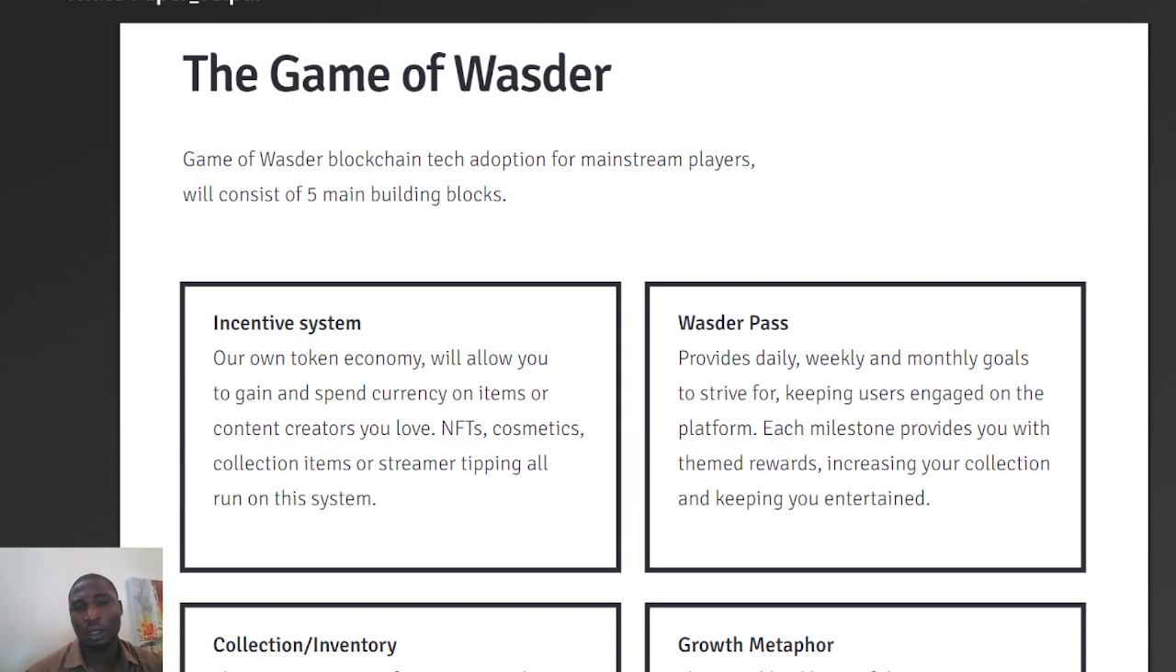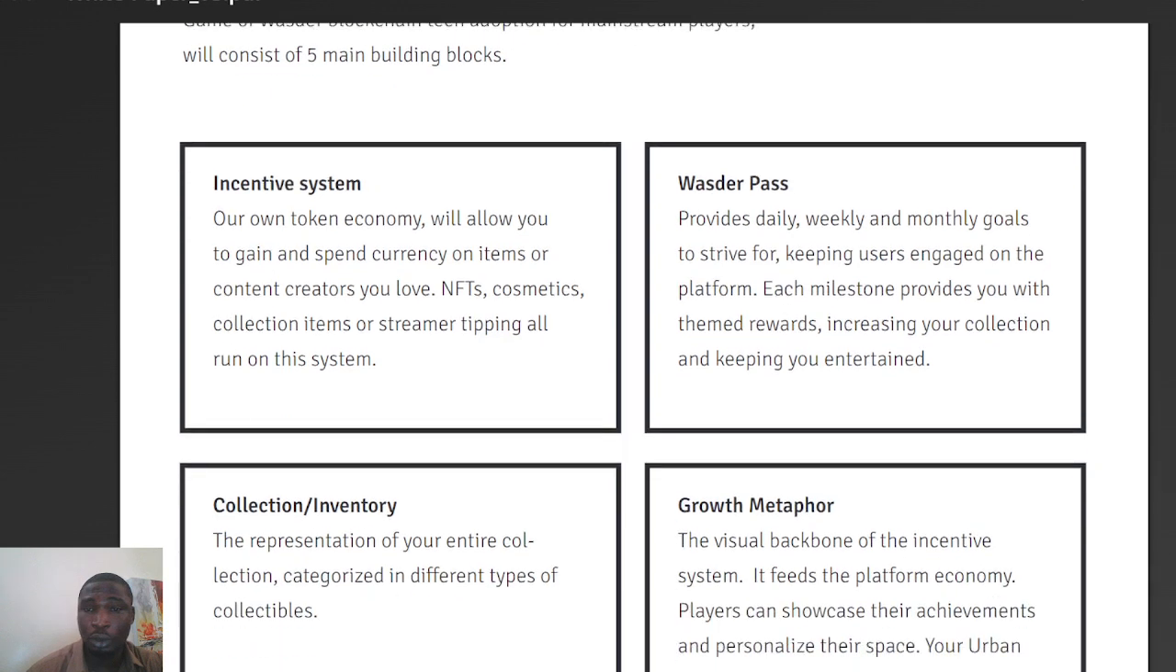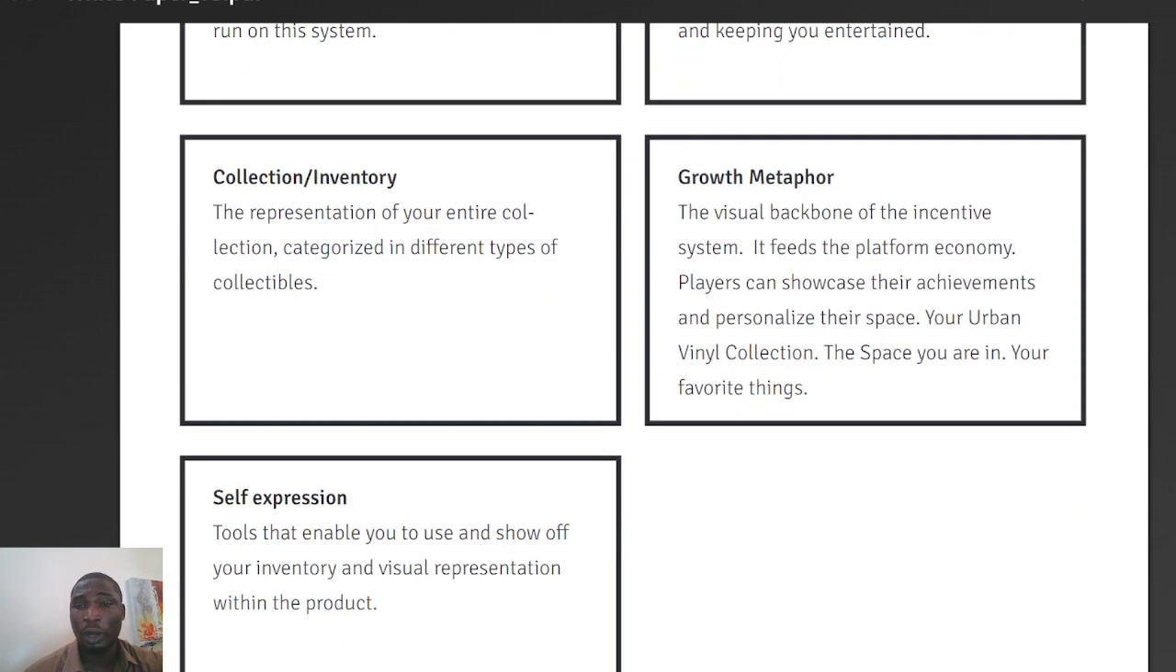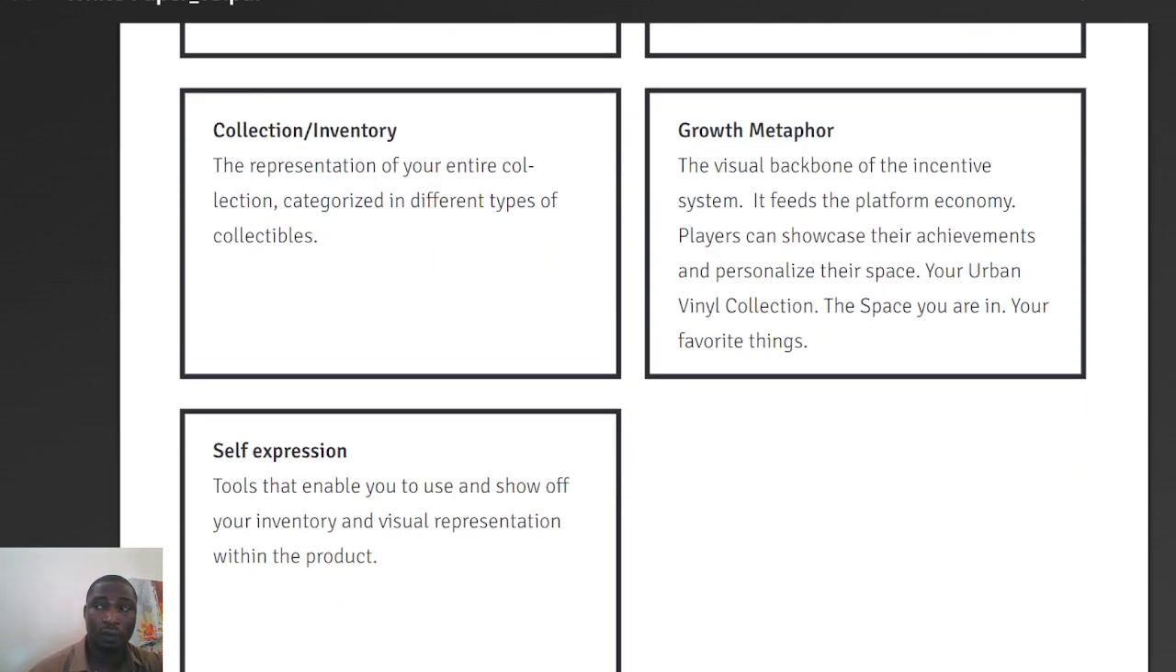Now, the game itself, the Sworden game, and the token is the Sword dollar. That is what we need to understand. The game drives blockchain tech adoption for mainstream players. It consists of five main building blocks. The first one is the incentive system. We have the collections and inventory. We have the Sword pass. We have the green metaverse. We have self-expression.